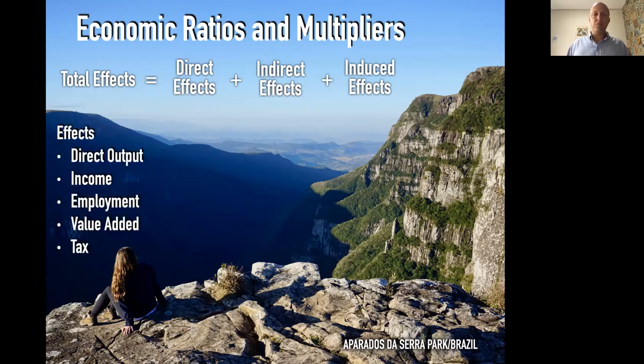We have many different ways to present these economic effects. But the most common are direct output, which is basically the sales that happen with the money the tourists spend in the local economy. Income, how much income is generated, how many employment jobs are generated, value added to the local economy or the national economy, the GDP, and also taxes, how much tax is generated through these economic effects.